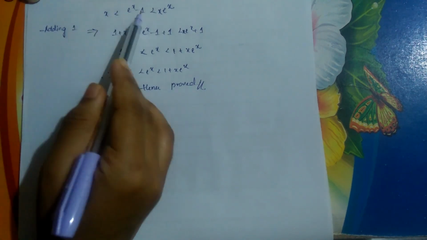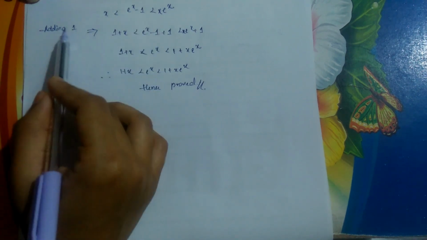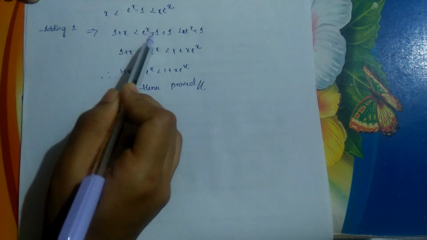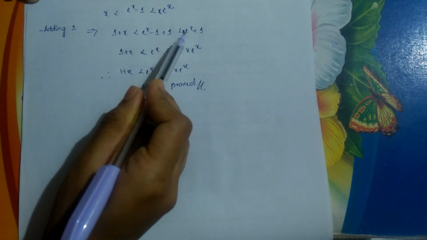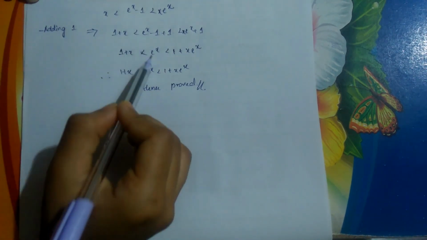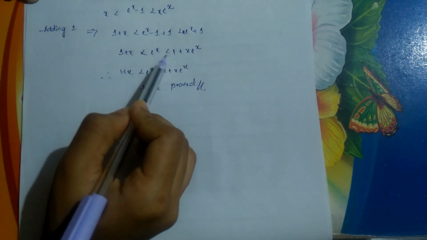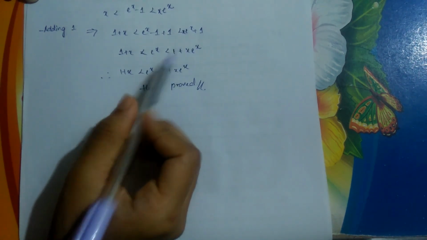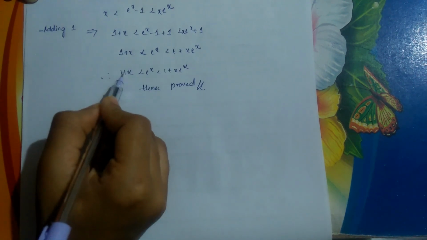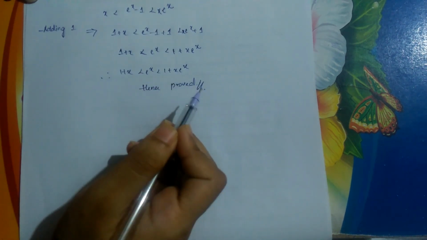Now we add 1 to all three terms, so minus 1 plus 1 becomes 0. We get 1 plus x less than e power x minus 1 plus 1 less than x into e power x plus 1. Here minus 1 plus 1 becomes 0, so 1 plus x is less than e power x less than (1 plus x) into e power x. Therefore we have brought it back to the required condition and we have proved it: 1 plus x is less than e power x less than (1 plus x) into e power x. Hence proved.